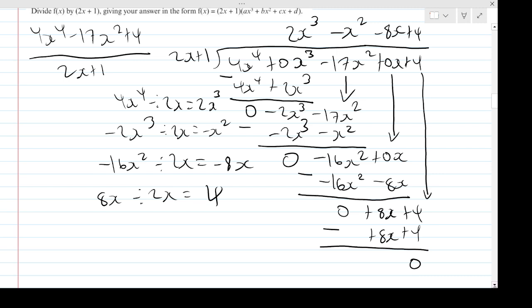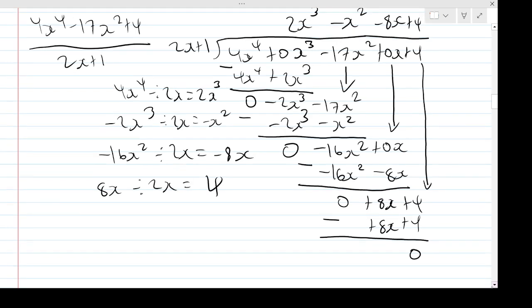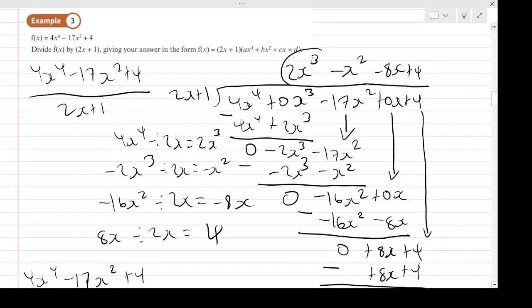So again, if we copy down our beginning fraction, which is just a division, 4x to the 4 take away 17x squared plus 4 over 2x plus 1, well, now this is our quotient part.